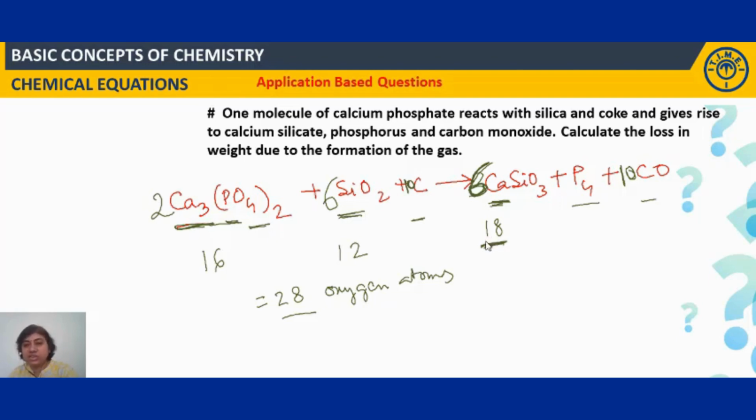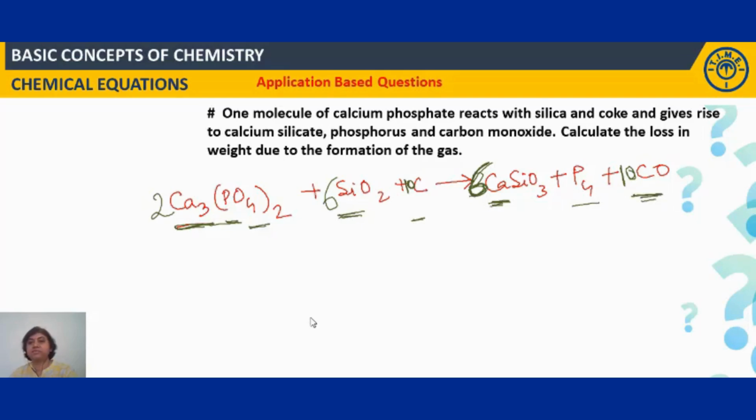Now what is the question? Let us see. Calculate the loss in weight due to the formation of the gas. Now look at the product. So which one is in the gaseous state in the right hand side, that is in the product side? Can you tell me? Is calcium silicate gas? No, it is a solid. Phosphorus is also a solid. So which one is the gas? The gas is the carbon monoxide.